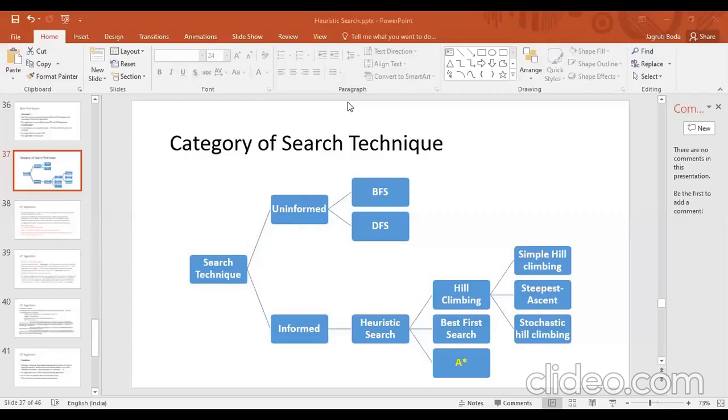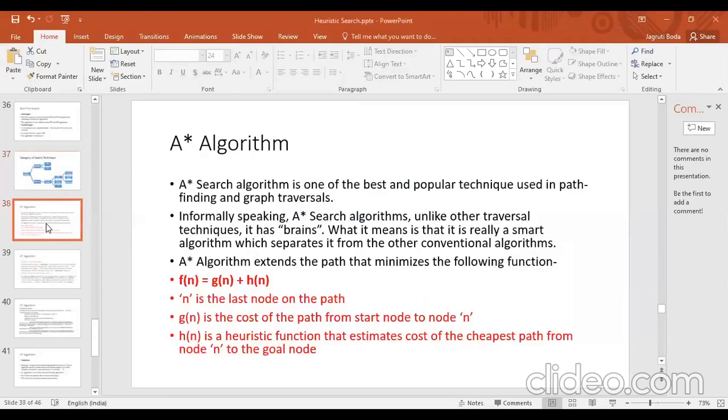Now, what is A star algorithm? A-star algorithm is one of the best and popular techniques used in pathfinding and graph traversal. We already saw in best first search that some limitation is there, right? Sometimes they provide an optimal answer, sometimes they do not provide an optimal answer. But A-star algorithm provides the solution to best first search.